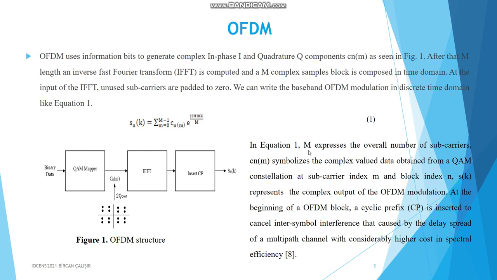In equation 1, M expresses the overall number of subcarriers, CNM symbolizes complex value data obtained from the constellation at subcarrier index M and block index N. A scale represents the complex output of OFDM modulation. At the beginning of the OFDM block, a cyclic prefix is inserted to cancel intersymbol interference caused by delay spread or multiple channel, with considerably higher cost in spectral efficiency.